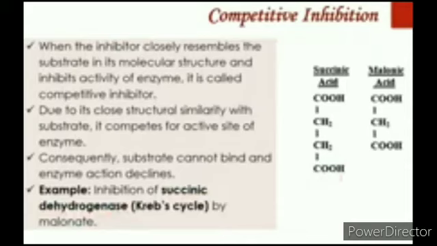Next factor is competitive inhibition. When the inhibitor closely resembles the substrate in its molecular structure and inhibits the activity of the enzyme, it is called a competitive inhibitor. Due to its close structural similarity with the substrate, it competes for the active site of the enzyme. Consequently, the substrate cannot bind and enzyme action declines. Example, inhibition of succinic dehydrogenase in the Krebs cycle by malonate.